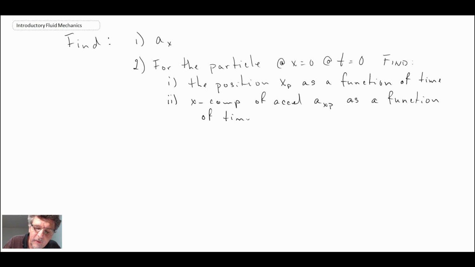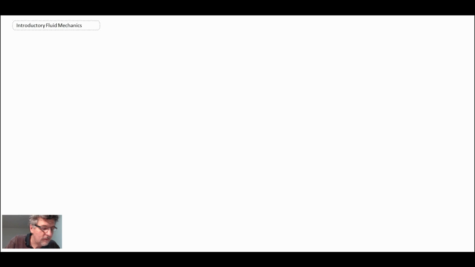So what this problem will do is illustrate both the Eulerian and the Lagrangian, or the particle-based formulation. So let's begin with the solution. We will begin with the first part, which was the Eulerian description of the acceleration of the particle. For that, we're going to use our substantial or material derivative, which we saw in the previous segment.